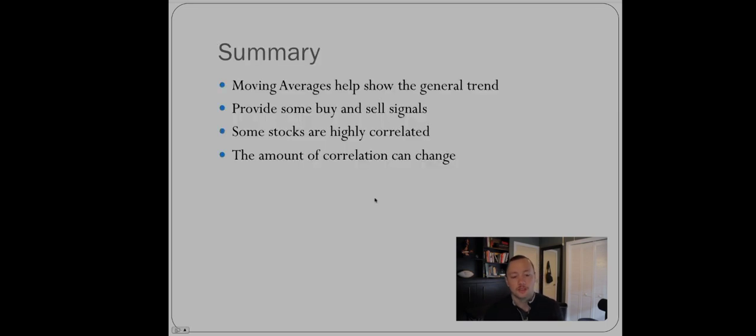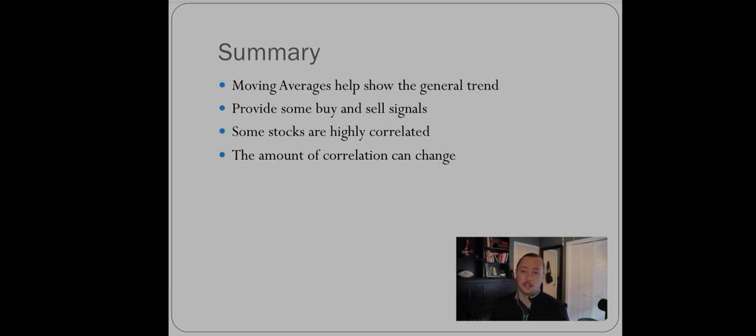Now, summary for this lesson, the moving averages help us show the general trend. They're a little bit slower than some of the other indicators, but they are great as just a visual observation for what's happening. They do provide some buy and sell signals. Those buy signals are when the price moves above the moving averages, and when one of the moving averages crosses above the other one itself. The sell signals are the exact opposite. If the price drops below any of the moving averages, it means we're seeing a trend reversal.